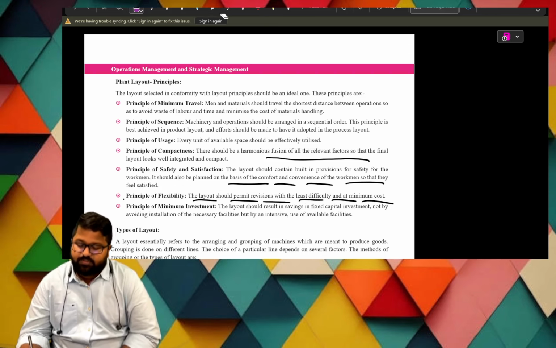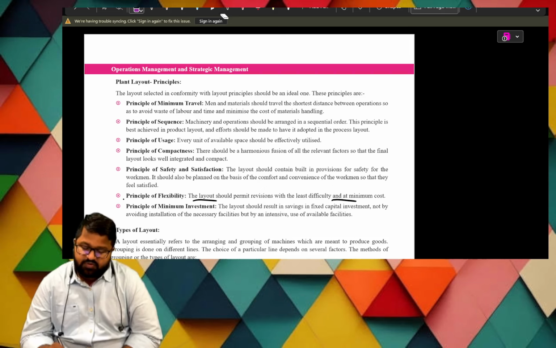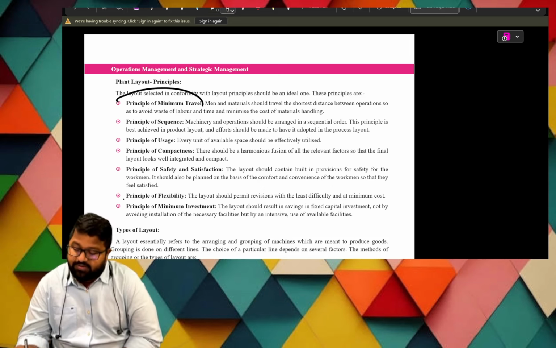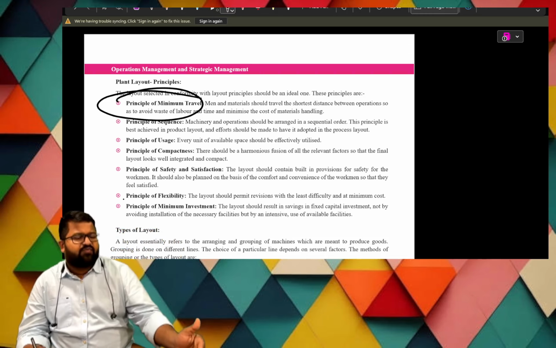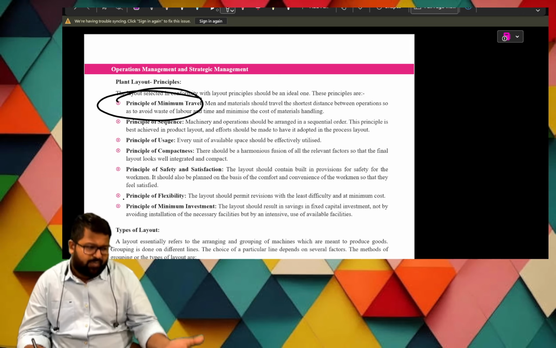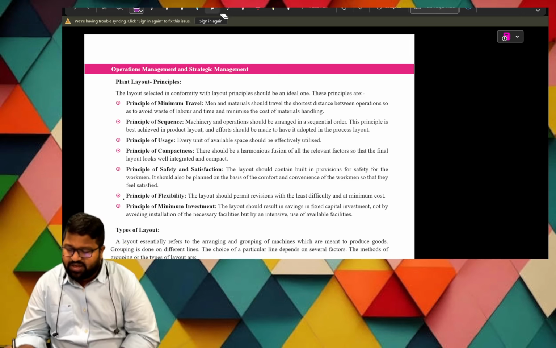So these are the important principles of layout. The first one is minimum travel. Men and material should travel a minimum distance. From one area to another area, if you want to transfer raw materials or men, it should be minimum travel. Okay, and sequence.